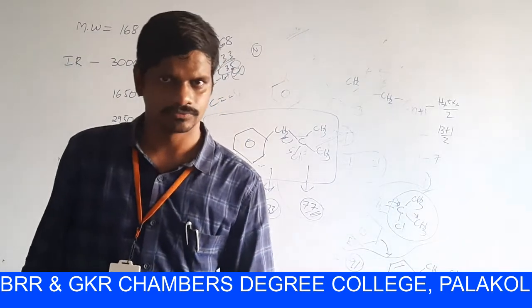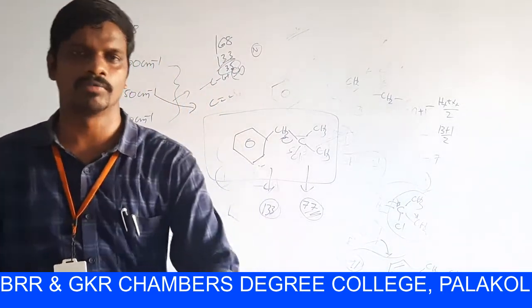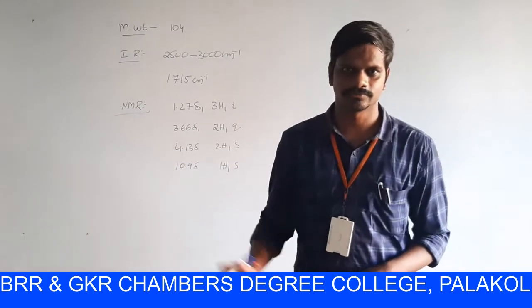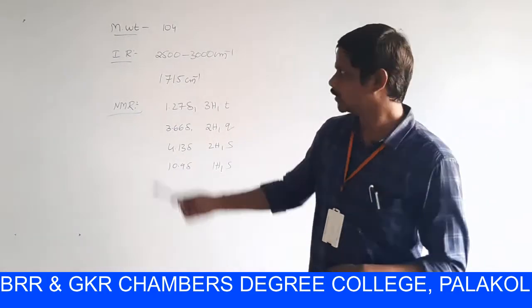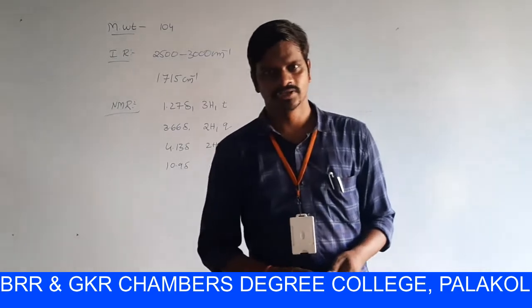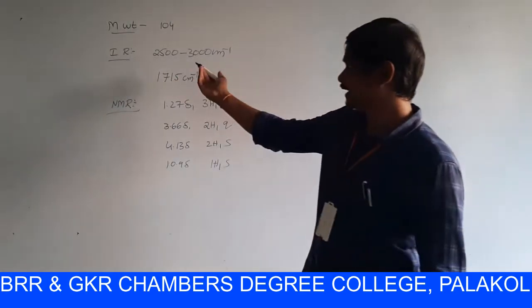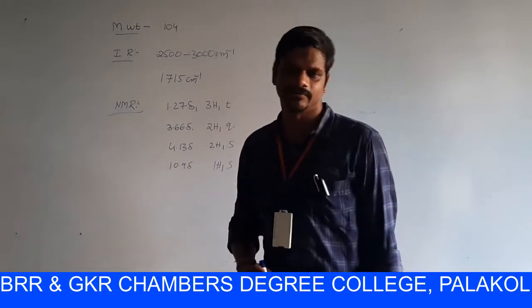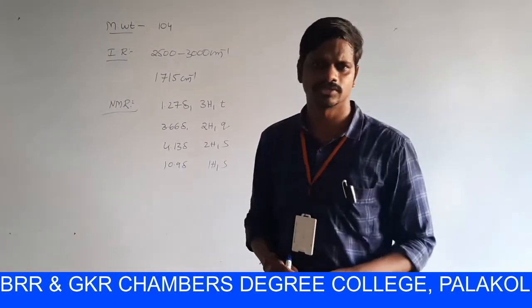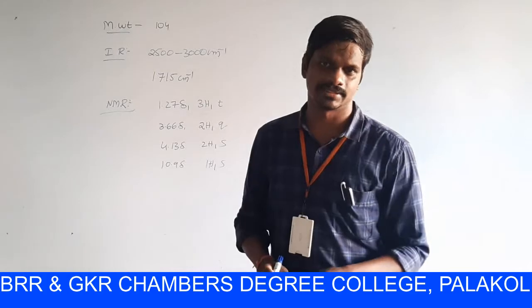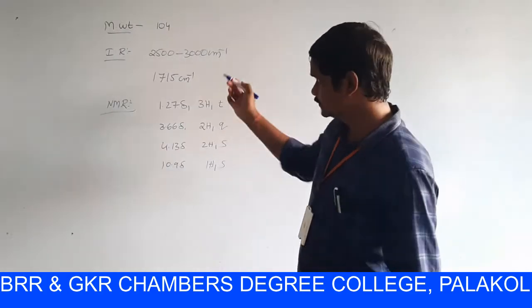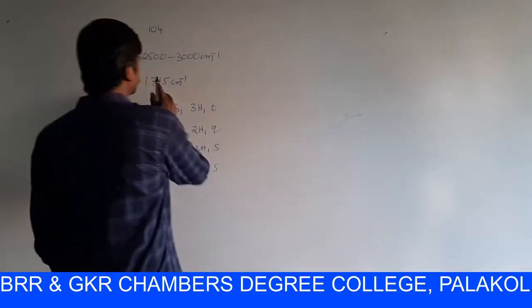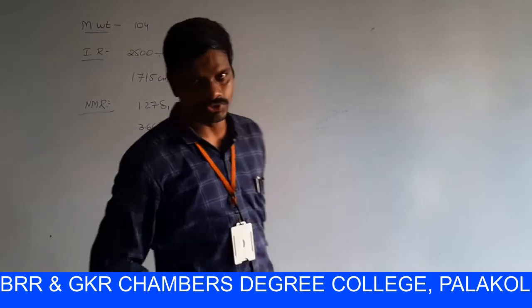In this video, again we discuss another problem. Students, the second problem in this video is a molecular weight based problem. Here the molecular weight is 104 and IR is 2500 to 3000 and 1715 centimeter inverse. So again we have to follow the same procedure as in the last problem. Here the IR value is 2500 centimeter inverse to 3000 centimeter inverse.